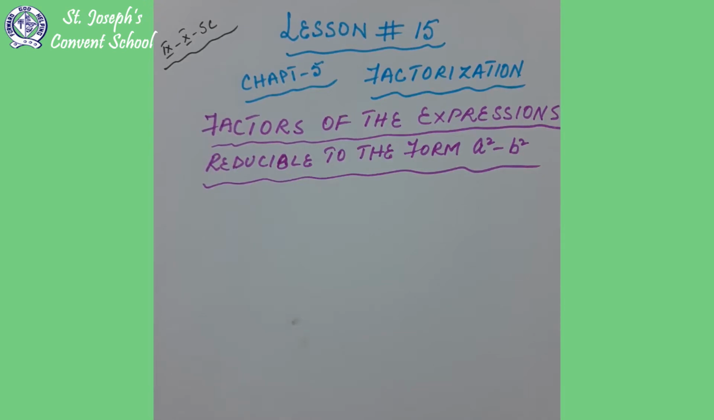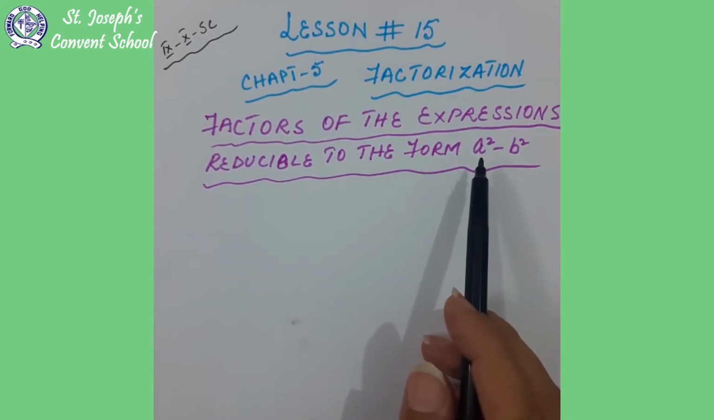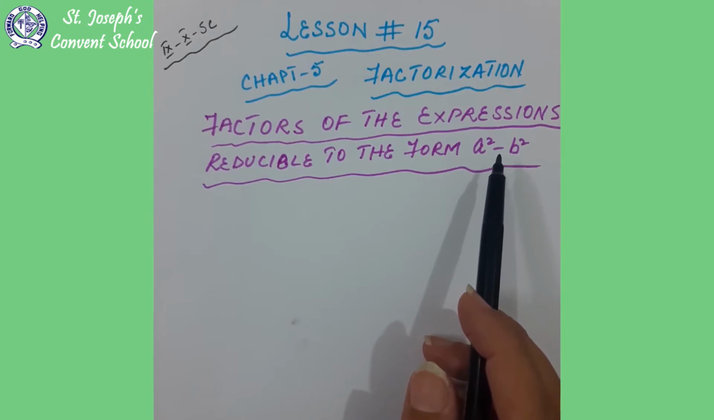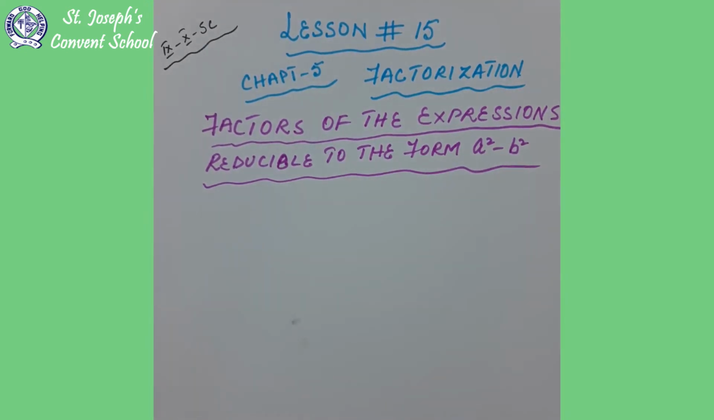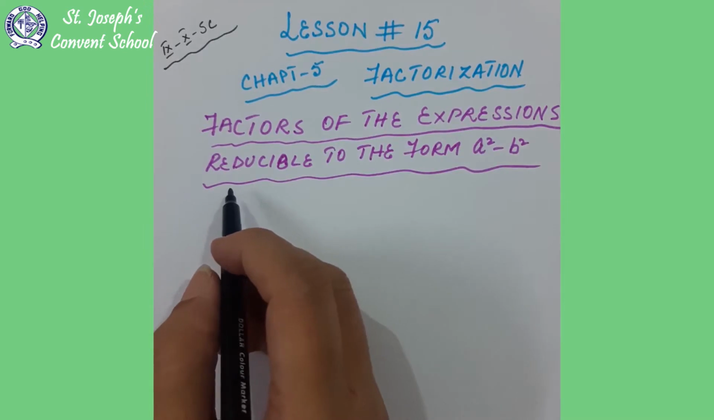Now in this chapter you can see the first topic, factorization. Actually in this chapter there is HCF, LCM and square roots. We'll start with the factorization. Now the formulas which we are going to use: the factors of the expressions reducible to the form a square minus b square. So we will reduce the question and use the formula a square minus b square. But before applying this formula, we will use another formula. So two formulas in these types of questions we are going to use.